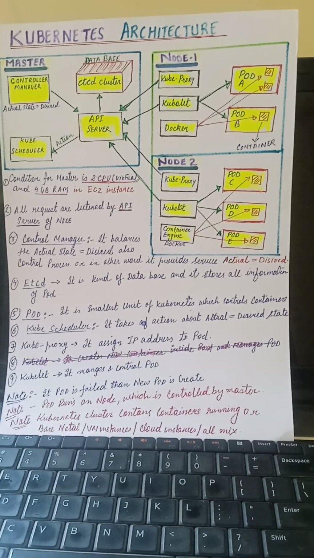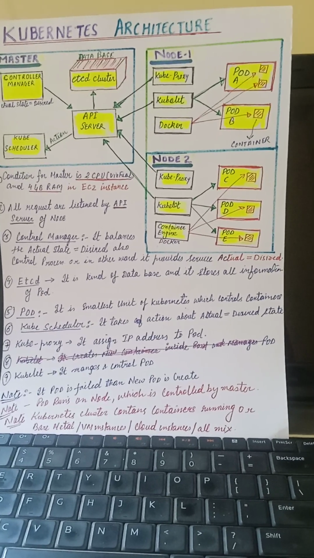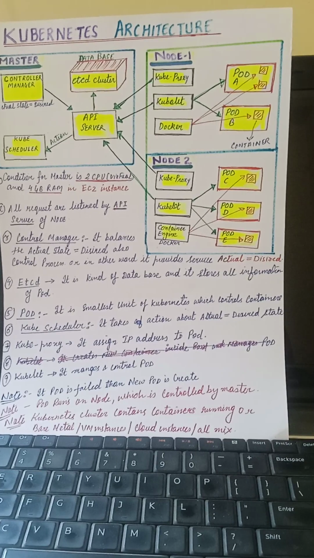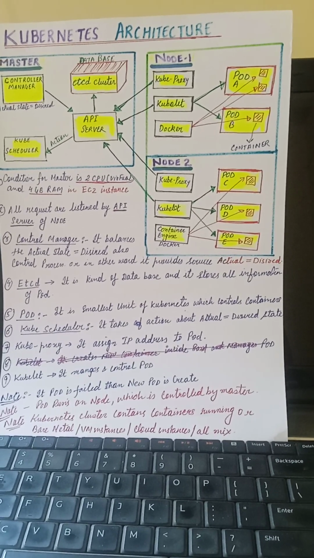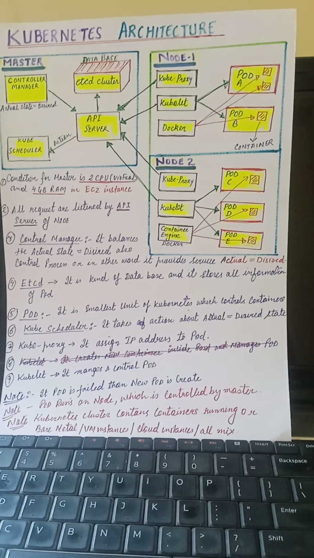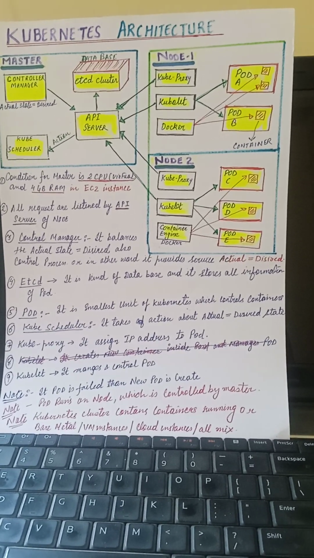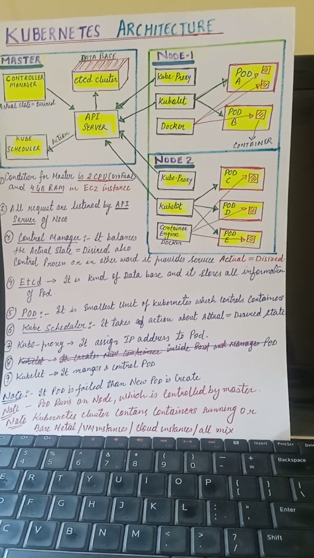Here are three very important notes to remember. First point: if a pod fails, then a new pod is created. If a pod fails, it is not repairable; we have to create a new pod in that case.